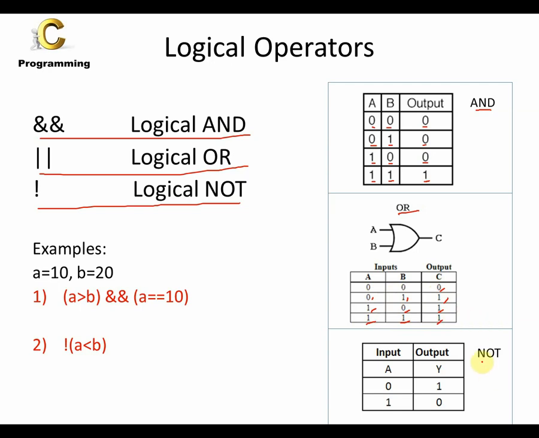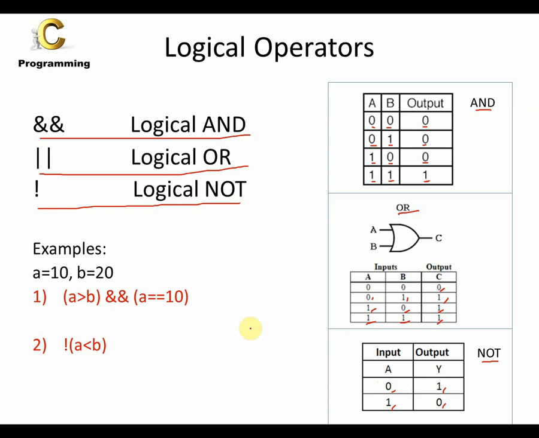And let's look at the logical NOT operation. The logical NOT operation is just doing the negation, or exactly the opposite of what the input is. Like if the input is 0, then you get an output 1. If the input is 1, then you get an output of 0. So it just does the negation or opposite of what the input is. So the output is exactly opposite of what the input is. So this was about the three logical operators.